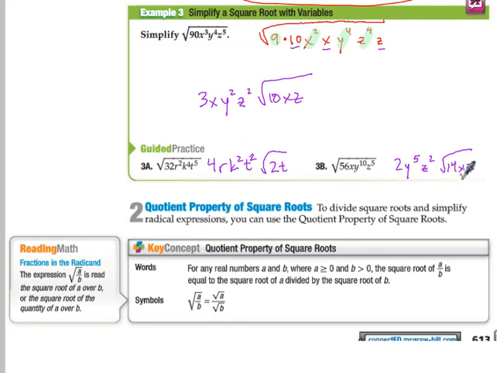Remember you're looking for the largest perfect square that goes into each. You're separating the variables that have odd exponents. Those aren't easy problems. We're going to divide some with radicals too. The big thing here is to know that the square root of a over b is the same thing as the square root of a over the square root of b.